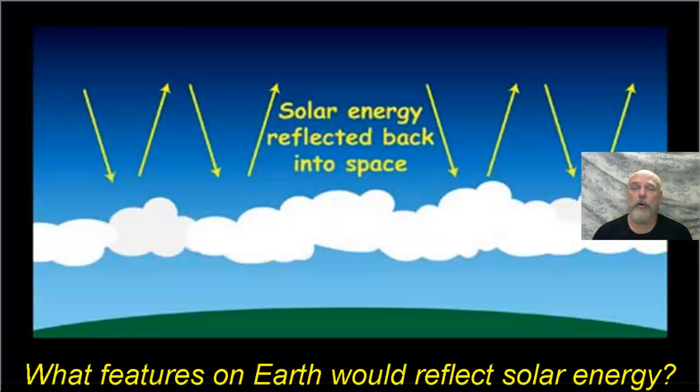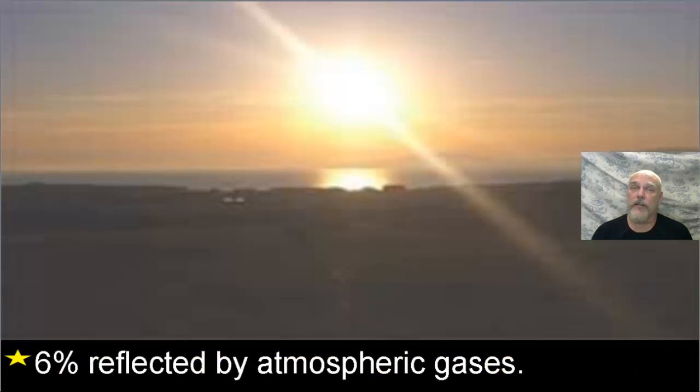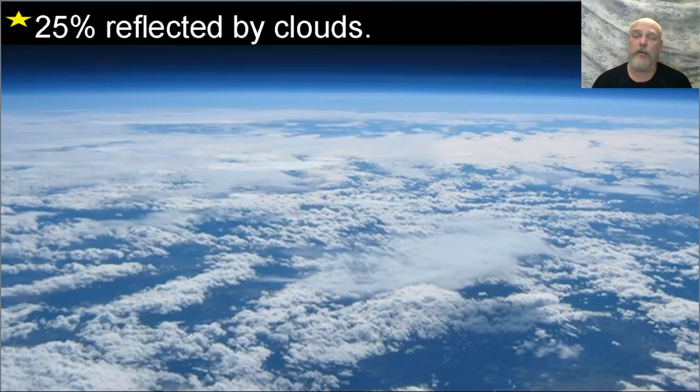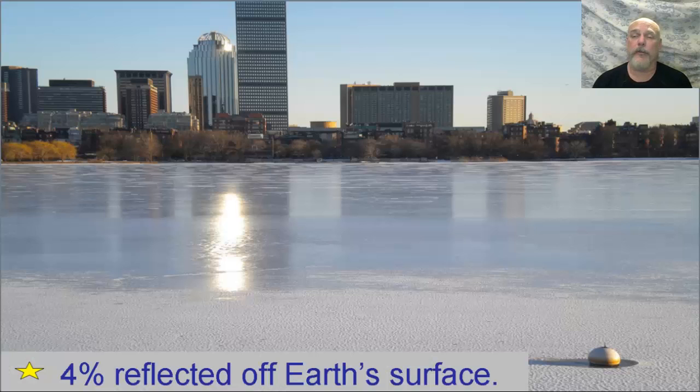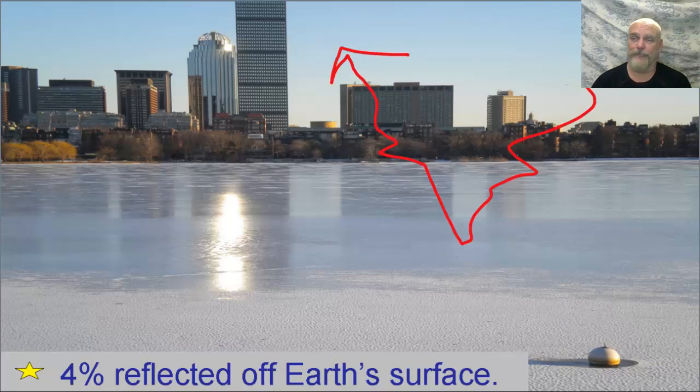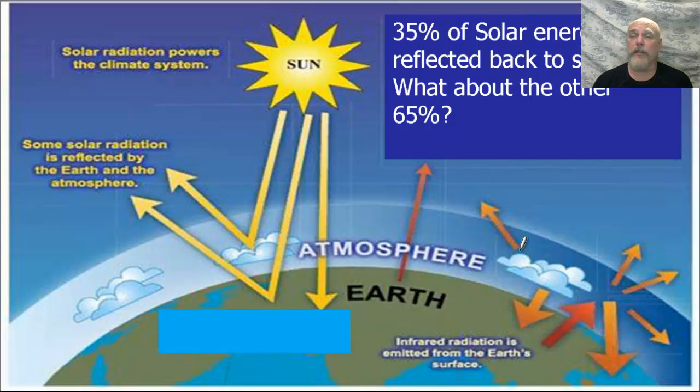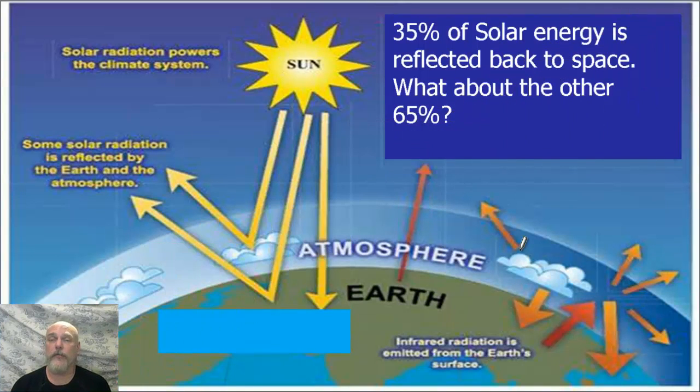What features on Earth would reflect solar energy? So 6% of that is going to be reflected back by our atmospheric gases. 25% can be reflected by clouds. Makes sense. 4% reflected off the Earth's surface. Sunlight comes down, boing, it can bounce back into space. So 35% of the total amount of solar energy that the Earth receives is bounced back into space. So we have 65% left that's not reflected back into space.